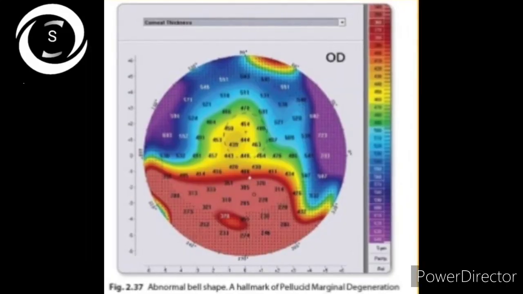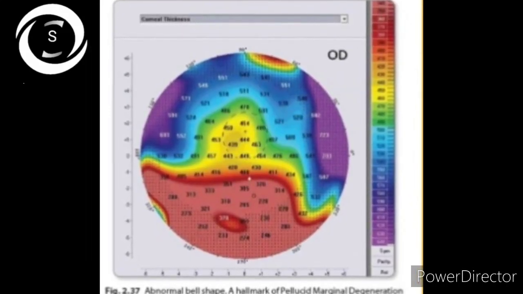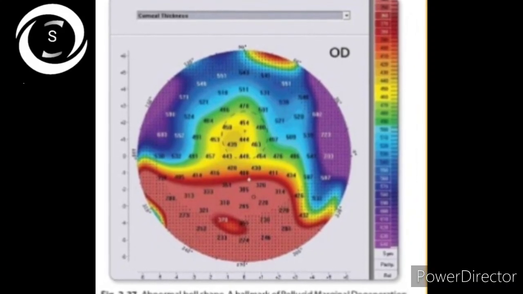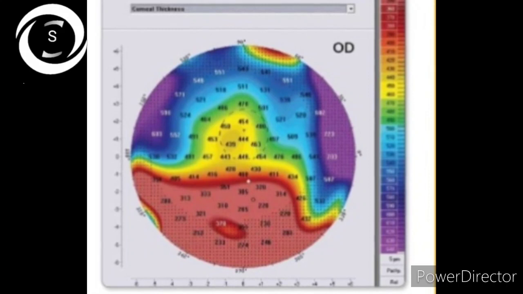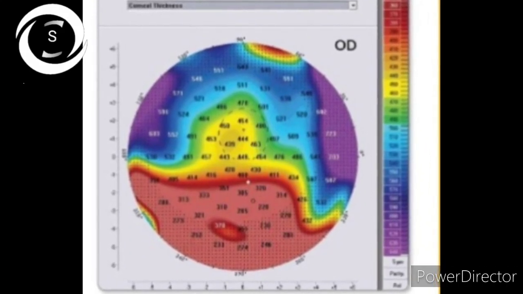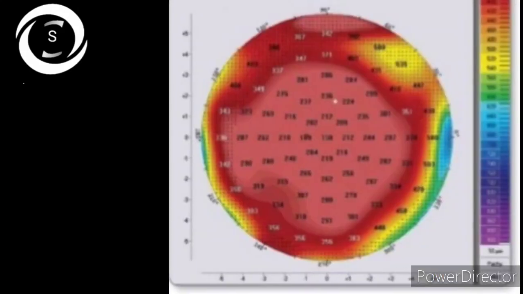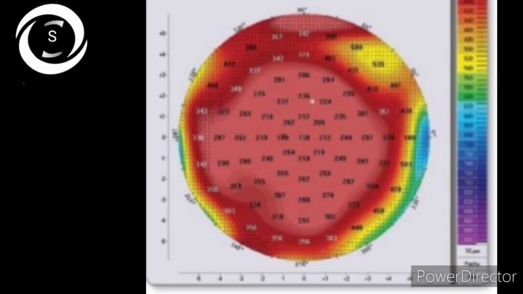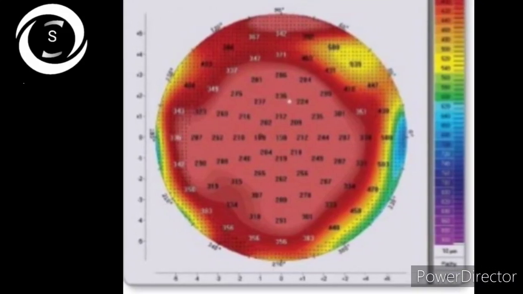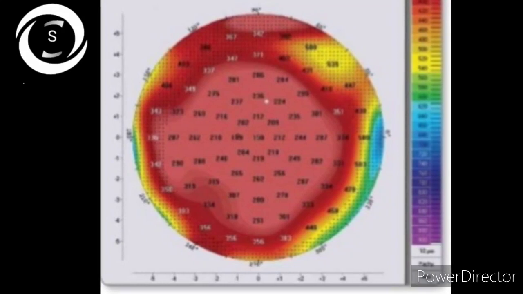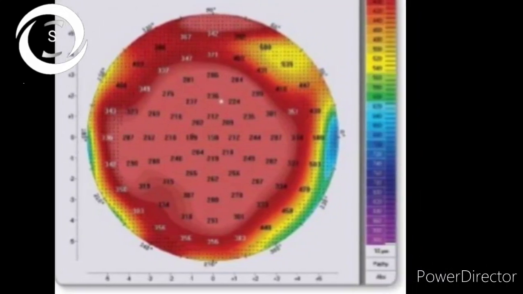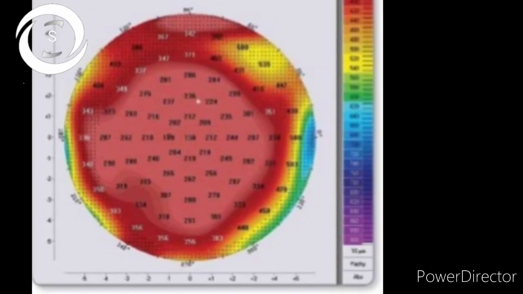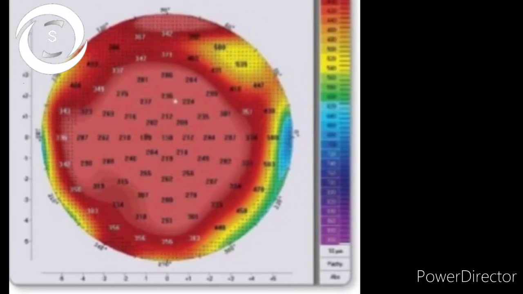And on the pachymetry map, an abnormal bell shape is the hallmark of pellucid marginal degeneration. So PMD can be diagnosed on the pachymetry map as well as the sagittal axial map. When on a pachymetry map you find all red, it means that there is thinning of the whole cornea in keratoglobus. So keratoglobus is diagnosed on the pachymetry map.